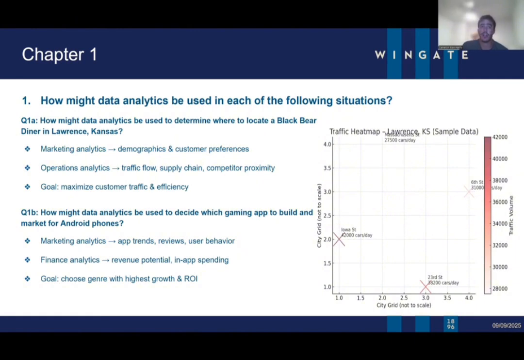And then for our second question, we have the gaming app here. How might data analytics be used to decide which gaming app to build and market for Android phones? It's similar to the first one, but here marketing analytics would look at trends in the App Store, customer reviews, and how people are actually using these apps. On the finance side, it's really just about the money, revenue potential, and in-app spending, because that's very important with apps. But the goal here is to choose a genre with the strongest return on investment.